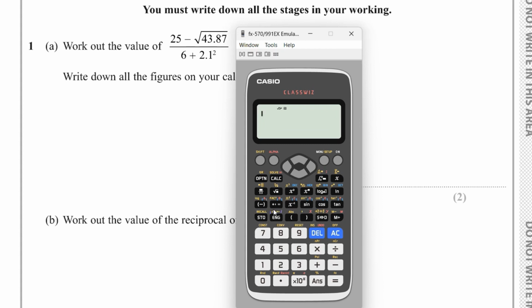If we key in this calculation, we begin by pressing the fraction button. We have 25 subtract the square root of 43.87 divided by 6 plus 2.1 squared, and working this out we get 1.76527923.